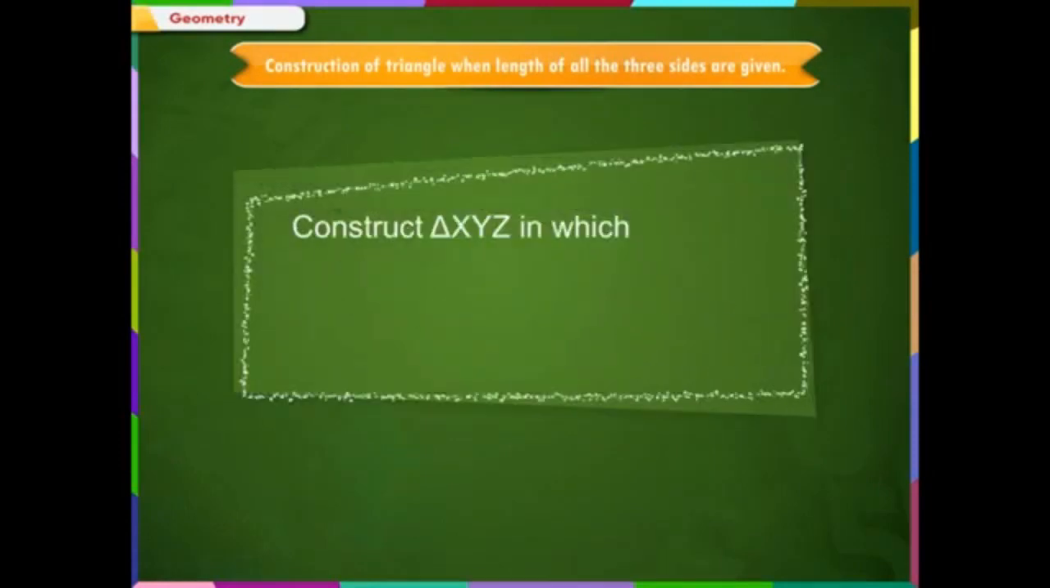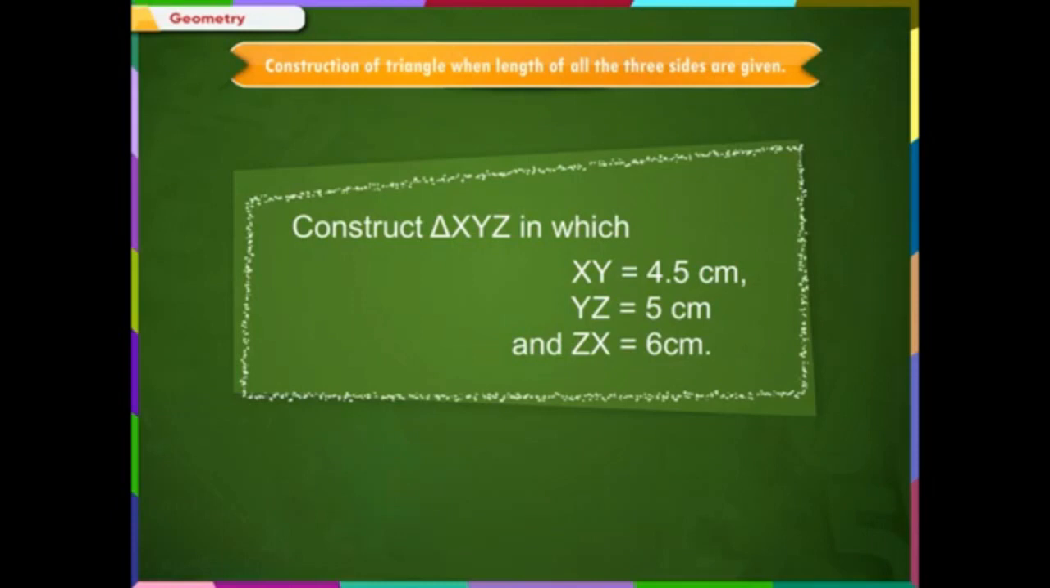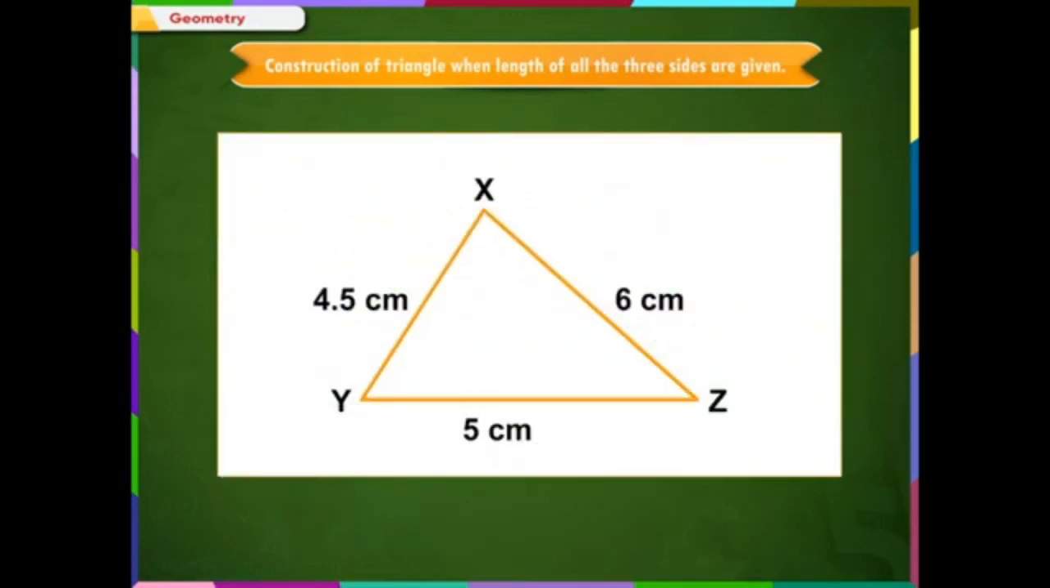Geometry. Construction of a triangle when the lengths of all the three sides are given. Construct triangle XYZ in which XY is equal to 4.5 cm, YZ is equal to 5 cm and ZX is equal to 6 cm. Before starting our construction, we will draw a rough figure from which we will get an idea on how to proceed stepwise in our construction.